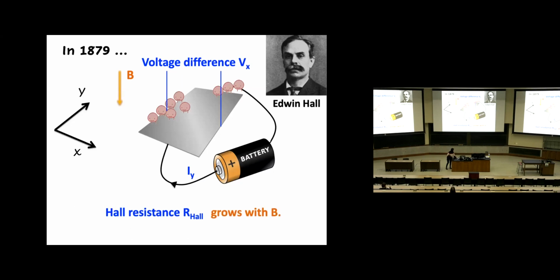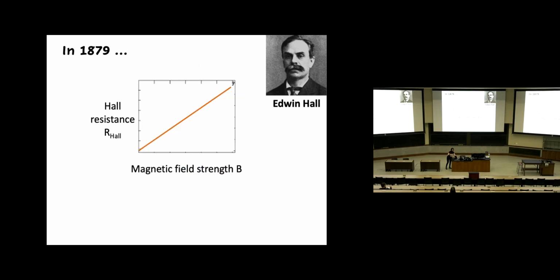And what Hall also did was increase the magnitude of the B field, the magnetic field. Then he saw that this Hall resistance, which measures the strength of this effect, grows. Graphically, you can imagine this line to be all the data points that Hall took, showing at which magnetic field strength what the Hall resistance is. He saw that this Hall resistance, that ratio, grows linearly with the magnetic field strength.